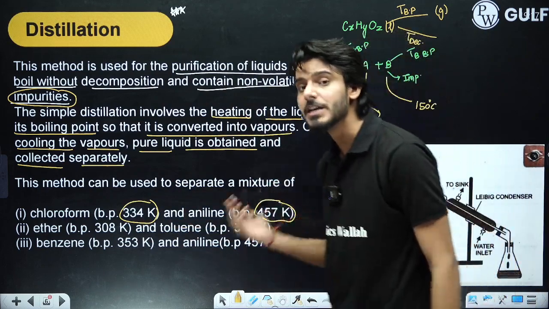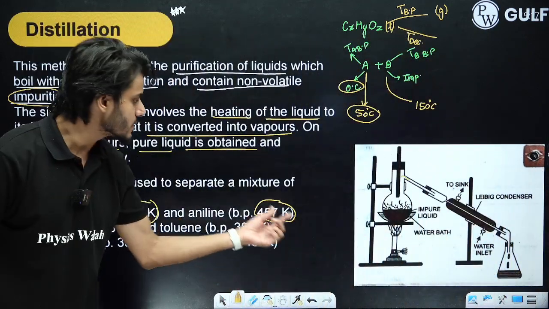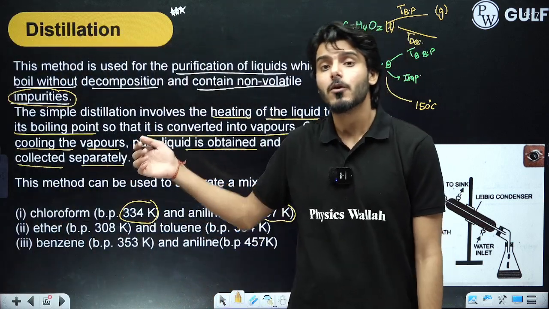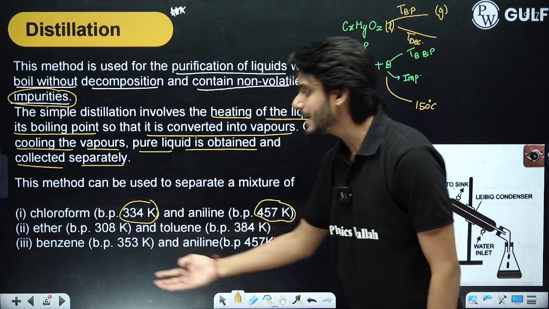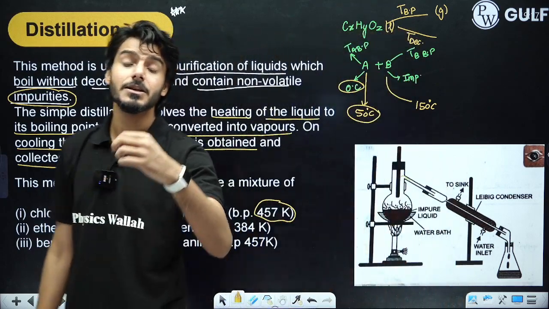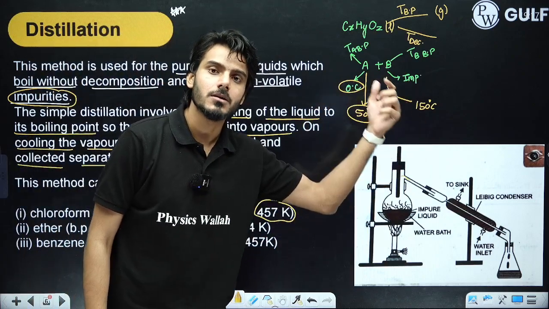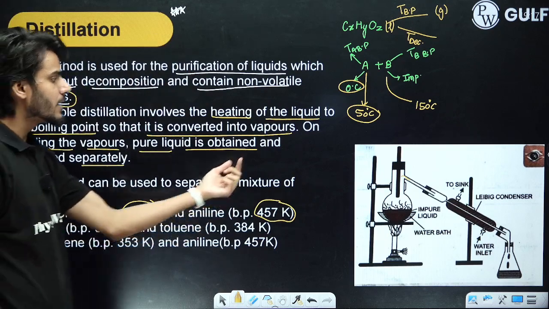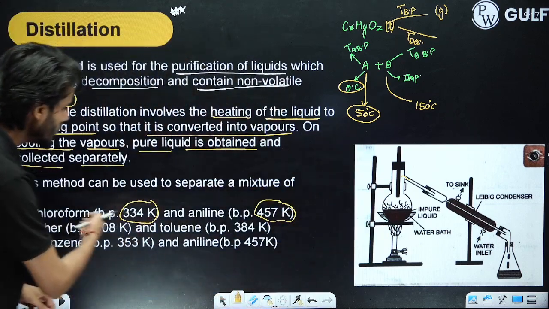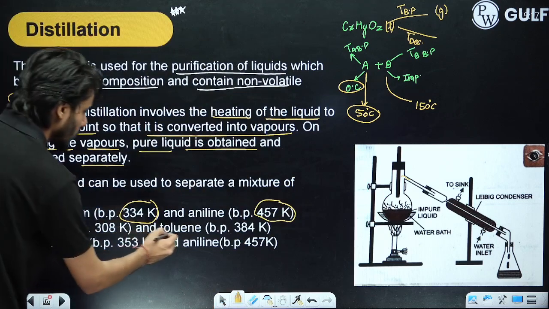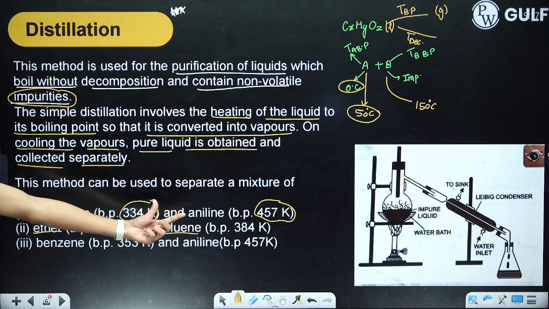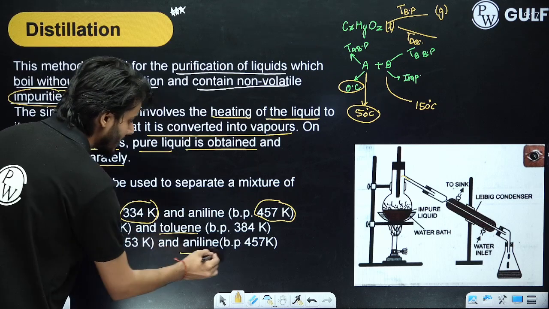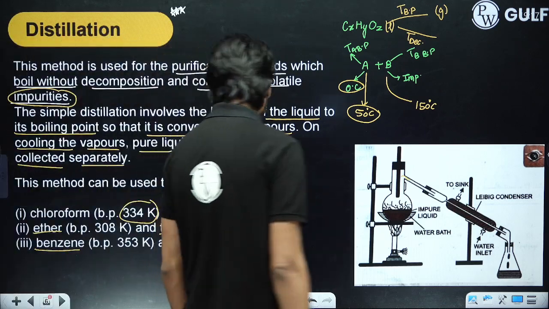So you will start to heat the whole solution in which aniline and chloroform are present. As soon as the temperature reaches 334 or 340 Kelvin, your chloroform will vaporize. You will collect it by passing it into the Liebig's condenser, and then you will have it in a separate beaker, and the aniline in another beaker. This is how you can purify these things, such as ether and toluene, because they have a large boiling point difference. You can also separate benzene and aniline. Okay, so this was distillation.